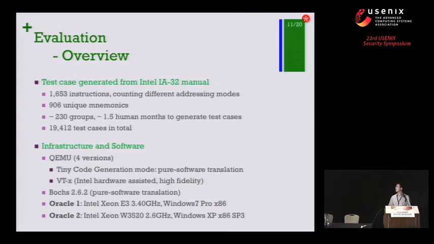Here is the overview of our evaluation. Basically, we generate around 20,000 test cases in total. And we use 4 different QEMU virtual machines. Please note that we test QEMU in 2 different modes. The first mode is tiny code generation mode. In this mode, QEMU translates the guest instruction into host instruction in pure software. The second mode of QEMU is VT-x, which is assisted by Intel hardware. This mode can achieve high fidelity. We also test Bochs and 2 other physical machines.